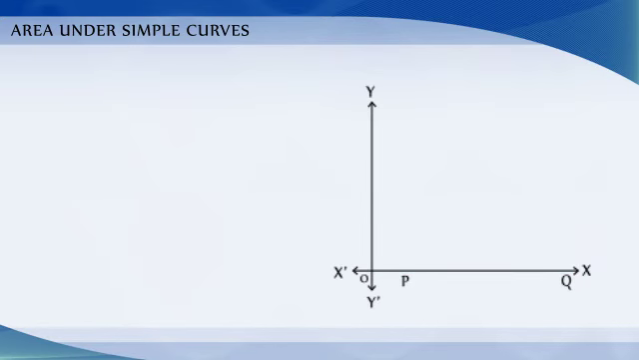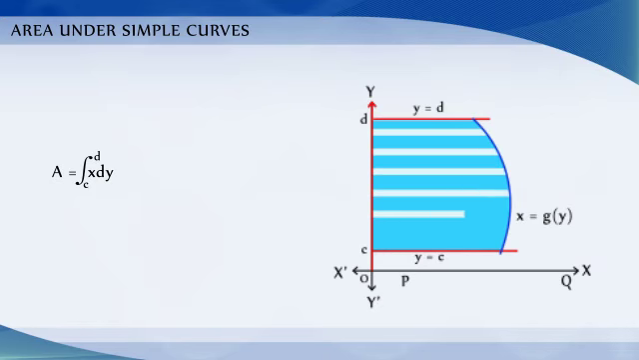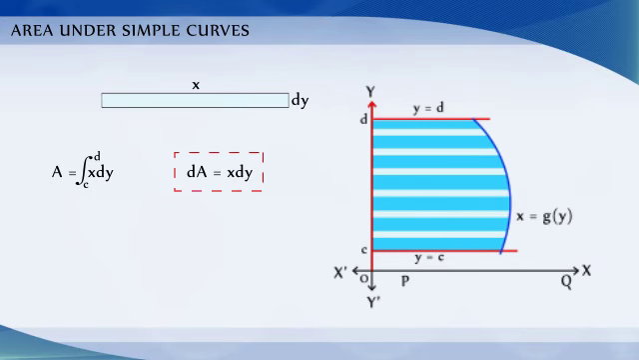Similarly, the area A of the region bounded by the curve x is equal to g of y, y-axis, and the lines y is equal to c and y is equal to d is given by A is equal to integration of c to d x dy, that is integration of c to d g of y dy.